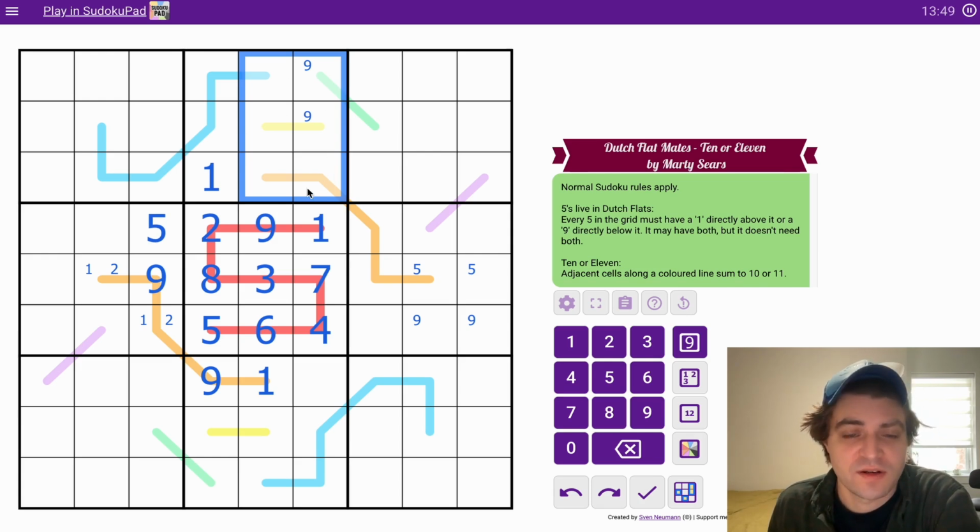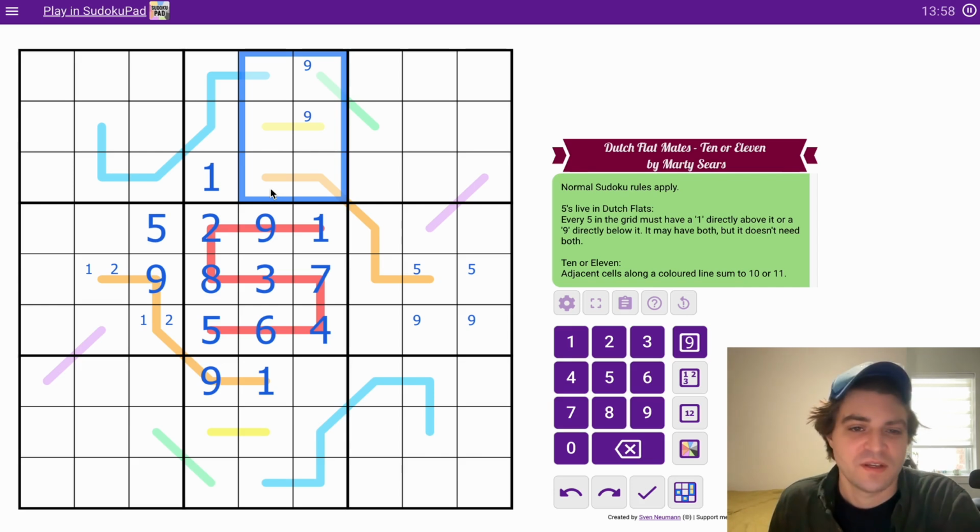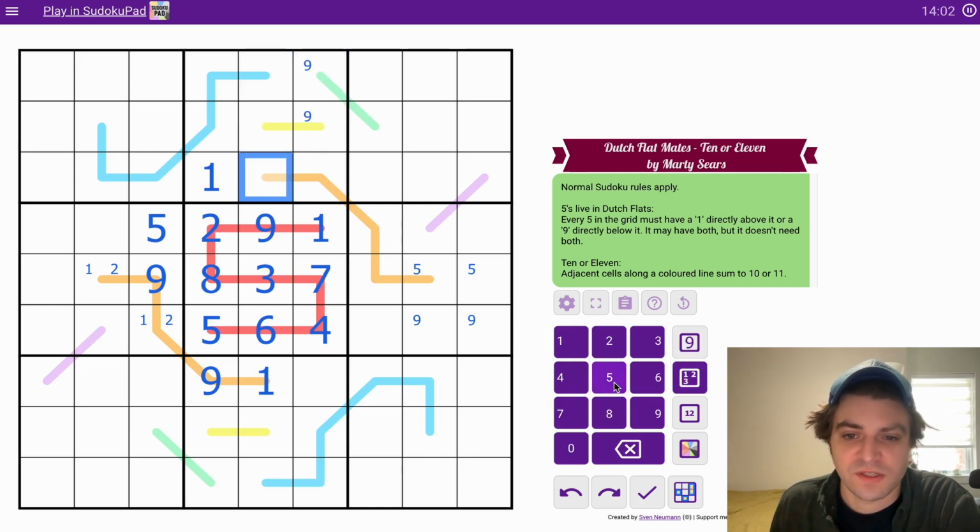None of these squares can have a 1 above them, which means that whichever place that 5 goes is going to need a 9 below it. Now, there's only a couple of options for that. You can be a 9, or you can be a 5, excuse me, because you would have a 9 below you. Okay? We need a 5 up here. The only place that a 9 can go below you is either here or here.